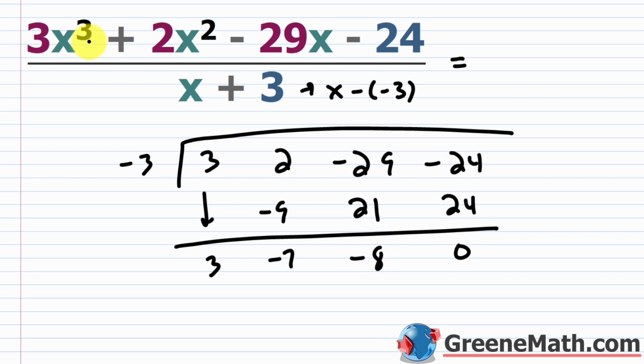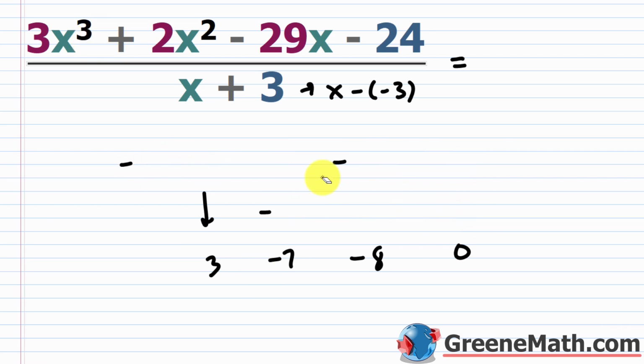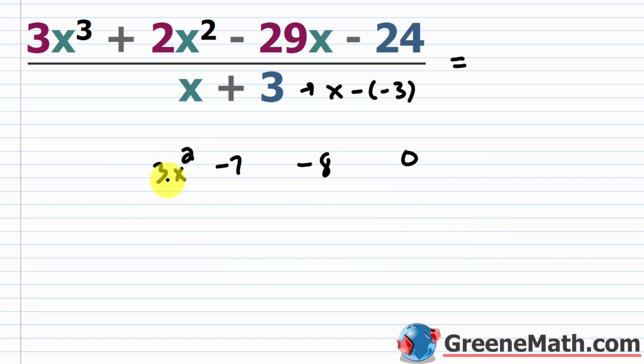Again, if this polynomial has a degree of 3, this one is going to have a degree of 2. So you're going to have x squared to start things off. So 3x squared minus 7x minus 8, and the 0 is the remainder. So the answer is 3x squared minus 7x minus 8.